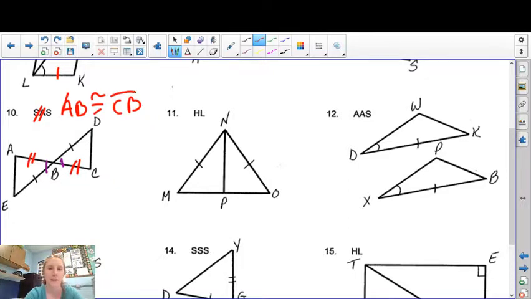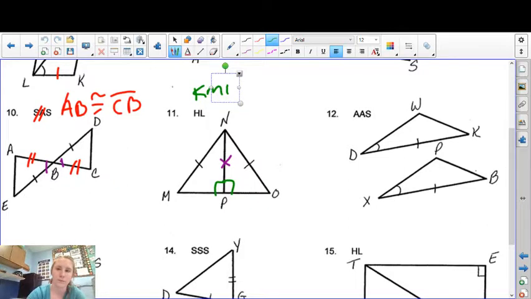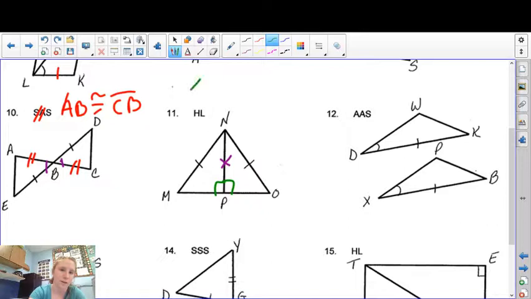All right, so for 11, I've got already this guy because he's given. So I need to know that I have a right angle. So I need to know that angle MPN and OPN are right angles. Let's try this, just writing again.